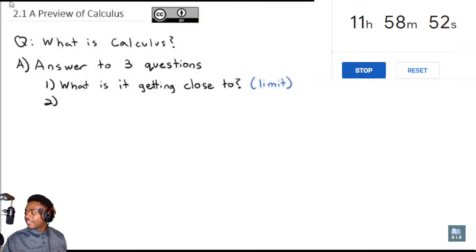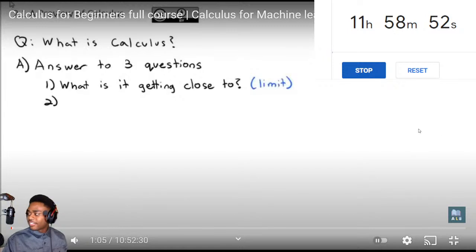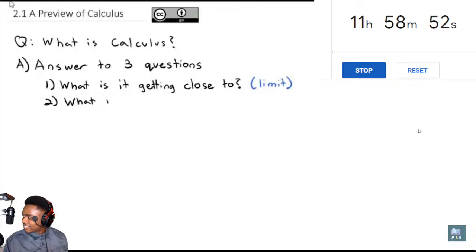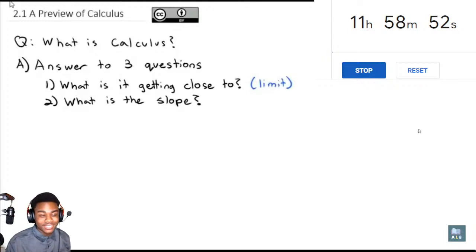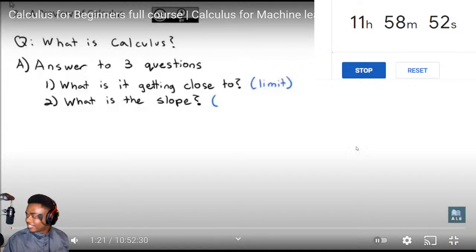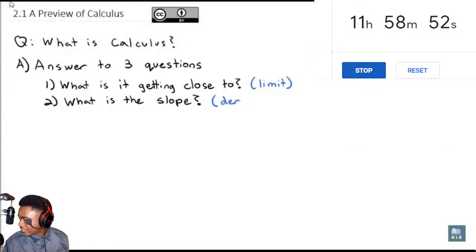The second question we're going to attempt to answer, and it's really the focus of Chapter 3, is what is the slope? Specifically, what is the slope at this given point? And there, we're going to call that in calculus the derivative.